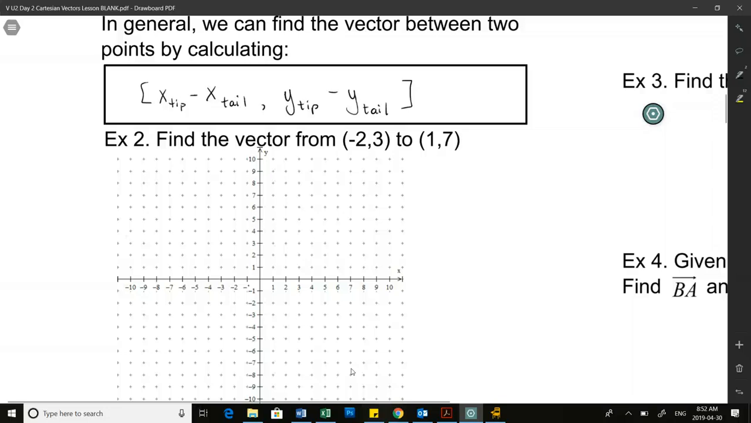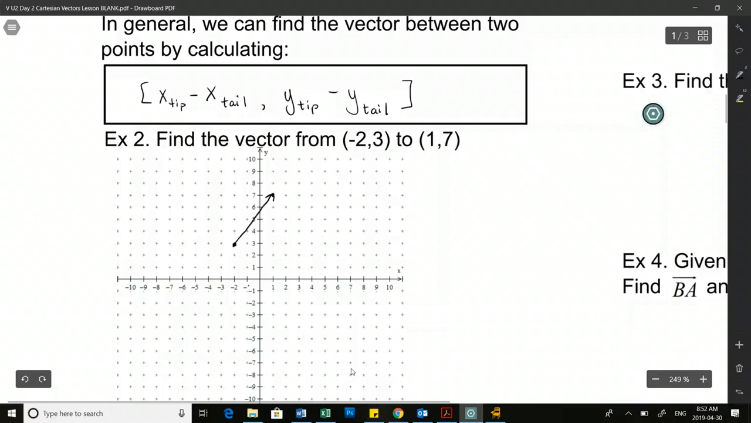Okay, so as an example, I can plot the vector going from -2, 3, so it would start here, and ending at 1, 7, so it just goes like this.